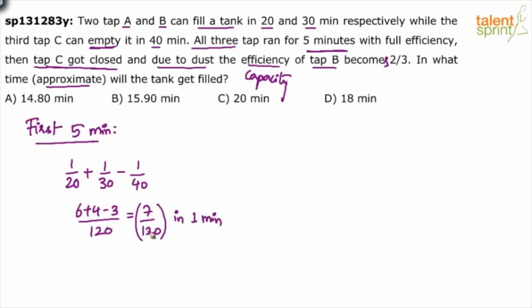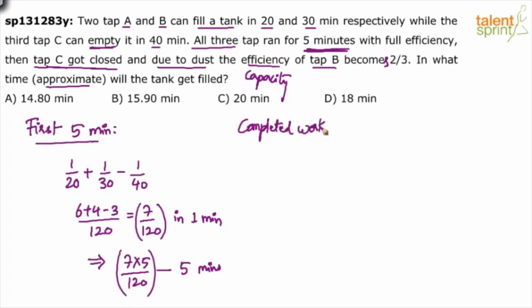So how much will they do in 5 minutes? Multiply by 5. This is the amount of work that they can do in 1 minute. So in 5 minutes, 7 into 5 by 120, because we are considering the first 5 minutes here. That is 35 by 120. So the completed work is equal to 35 by 120, which is 7 by 24.